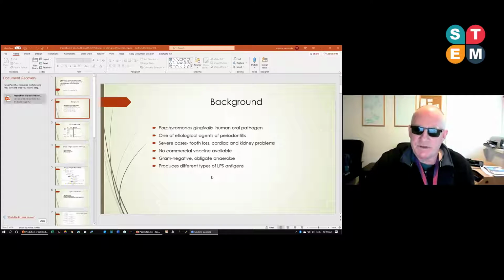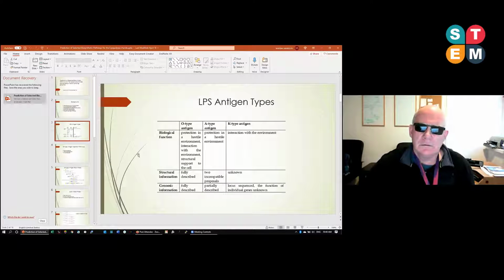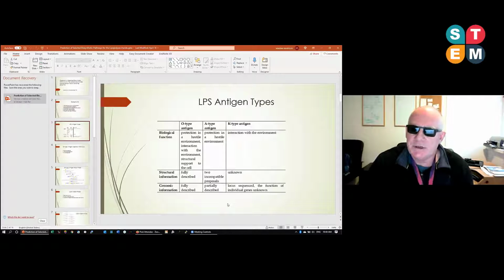We know that the pathogen hates oxygen, so essentially you have to grow it under anaerobic conditions. It is known also experimentally that it produces 3 types of lipopolysaccharide antigen: an O-type antigen, an anionic type of antigen, and the K-type antigen, which is commonly known as the capsular one. The O-type antigen is pretty much known.